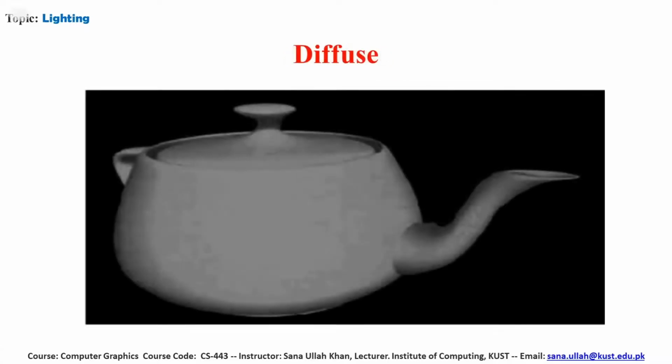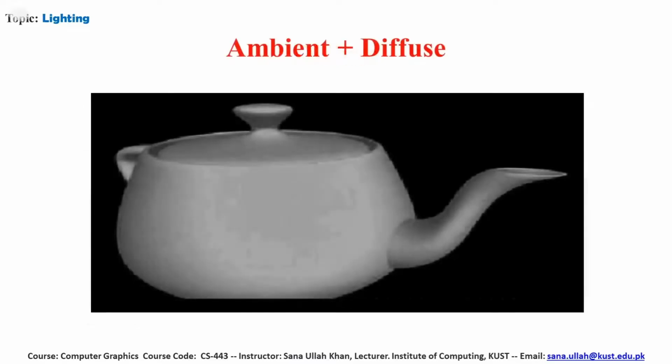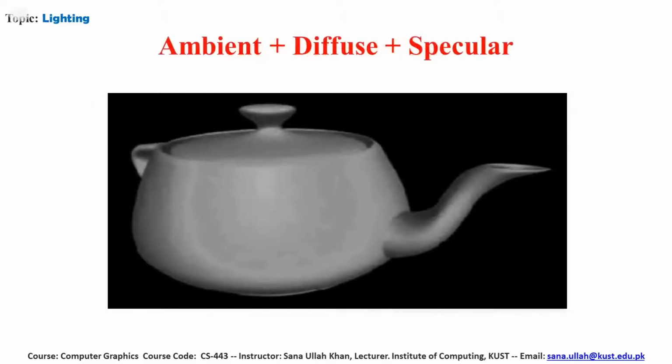This is the diffuse, where light is reflected completely, and it will reflect at all angles in all directions. So if we combine ambient plus diffuse, it will give a brighter result. After that, if we combine ambient plus diffuse plus specular, the result is more accurate.